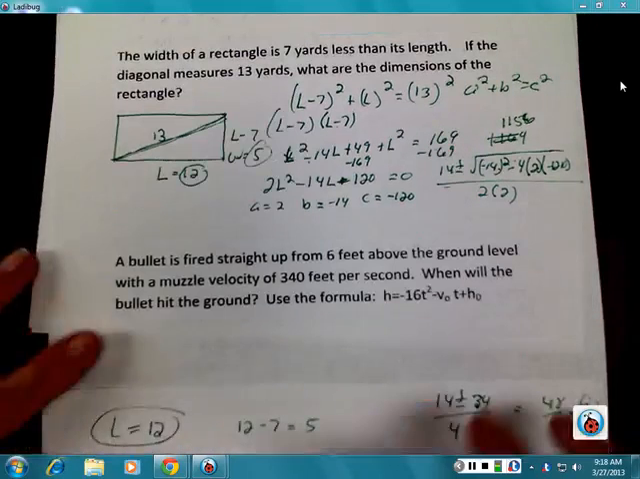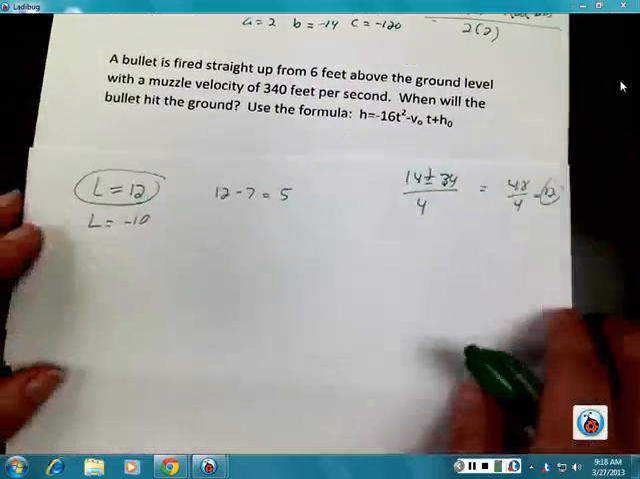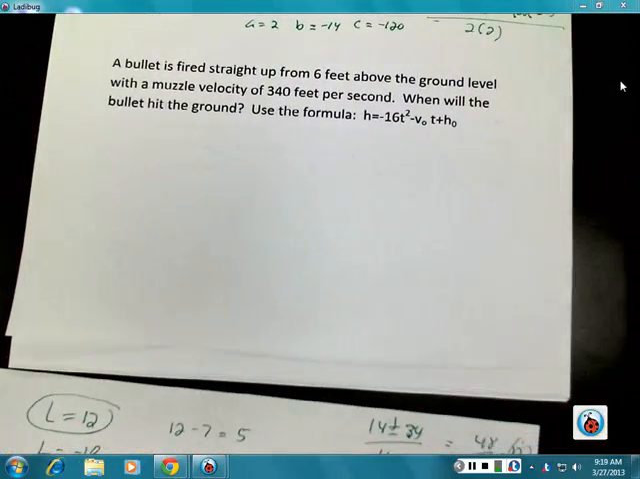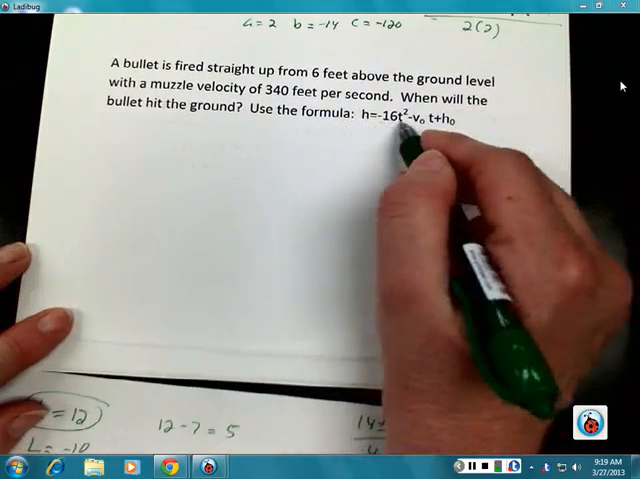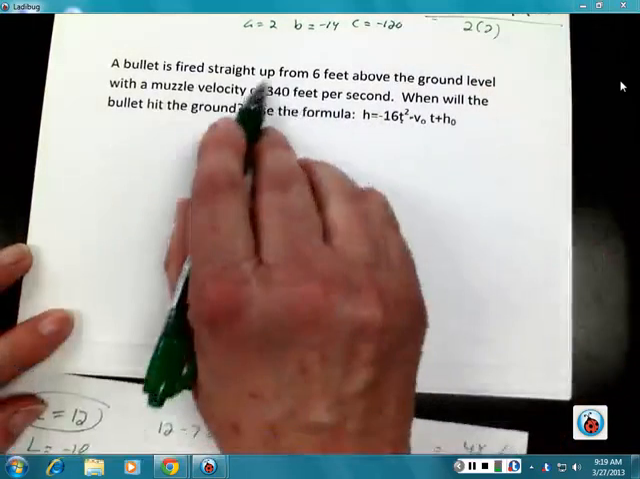Okay, next one. The next one uses a formula. It says a bullet fired straight up from 6 feet above the ground level with a muzzle velocity of 340 feet per second. When will the bullet hit the ground? Use the formula of this and come up with what we're supposed to have. Well, the formula that they have for velocity is negative 16t squared minus the velocity. So the velocity is going to be 340.